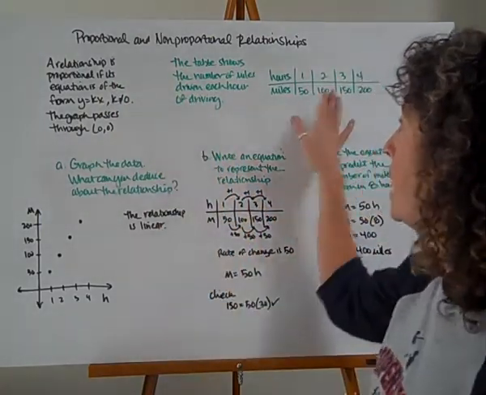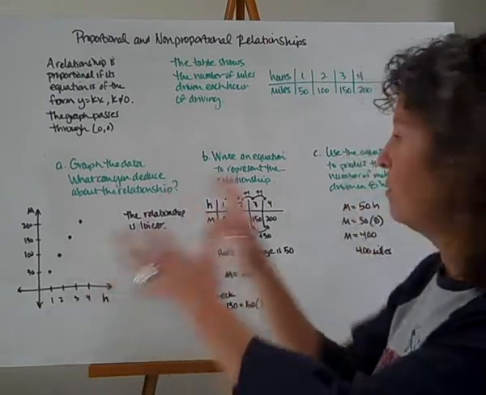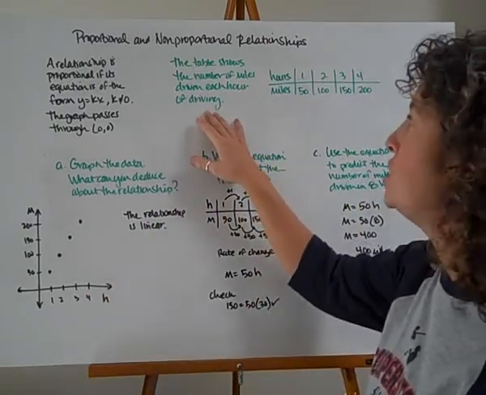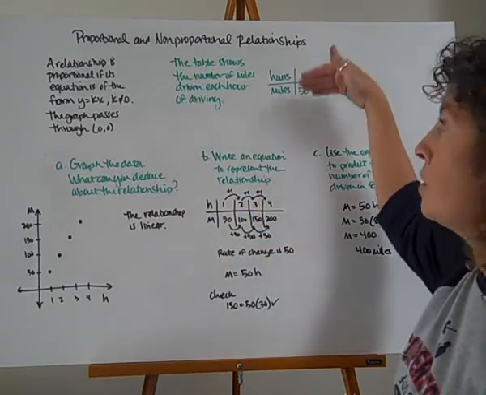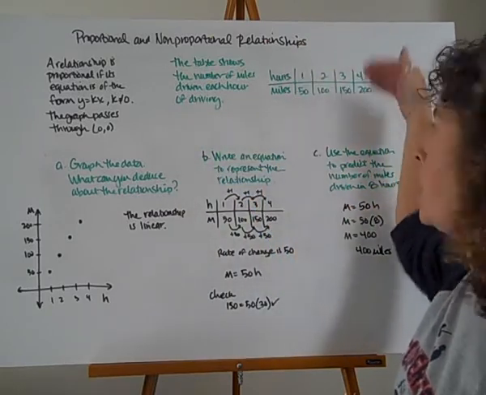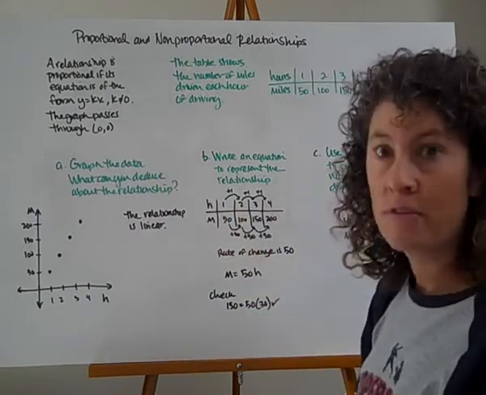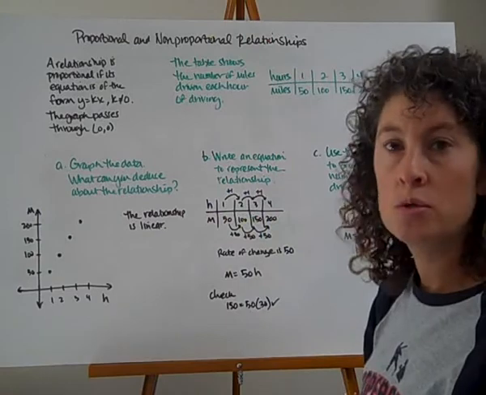So we're going to take a look at a proportional relationship and kind of break down the pieces of it. So the table shows the number of miles driven each hour of driving. So if I drive 1 hour, 50 miles, 2 hours, 100 miles, and so on. So we've got three parts to this. First, we're going to be asked to graph the data, and what can we deduce about the relationship.